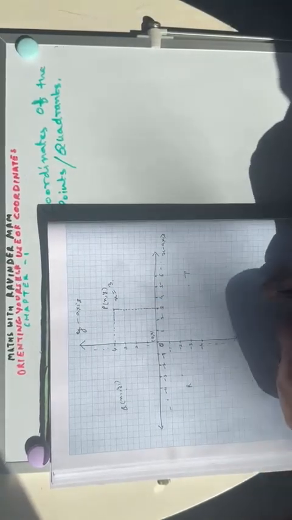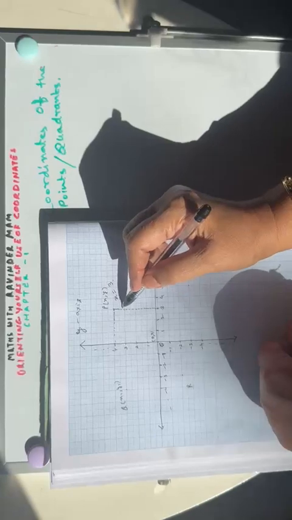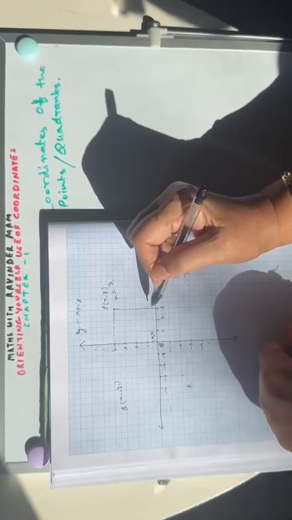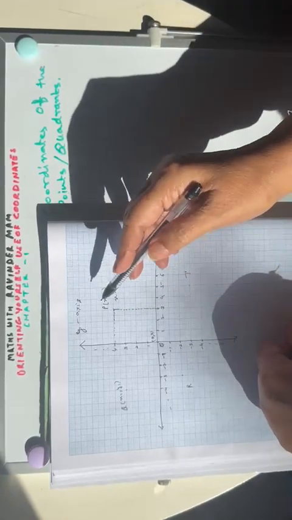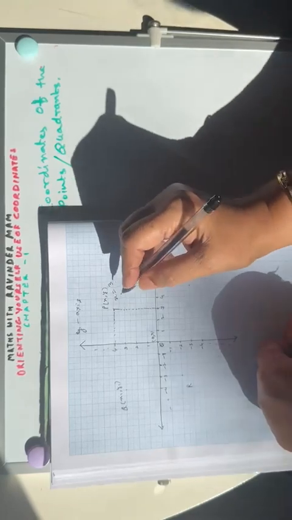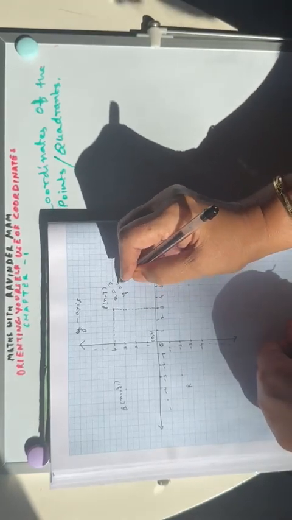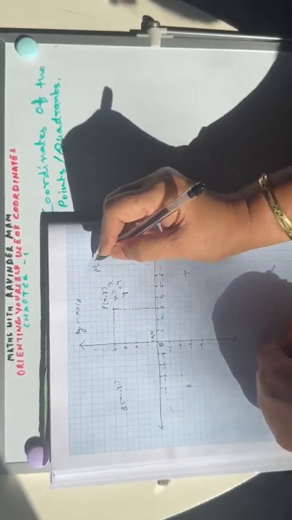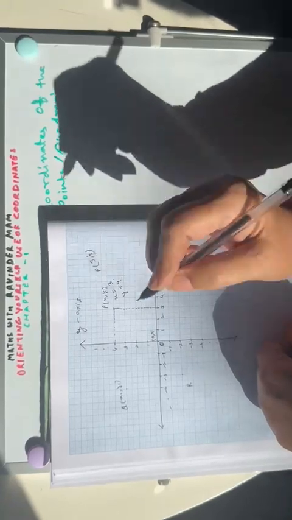And what is y? Y is this one, 1, 2, 3, 4. The length of the perpendicular from P to the x-axis, this is y is 4. So the coordinates we will say are 3, 4.